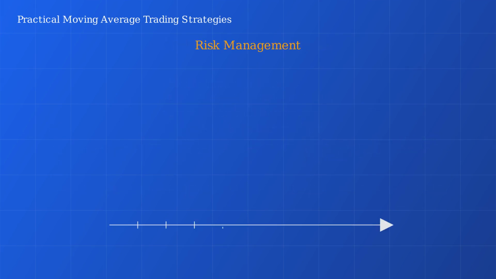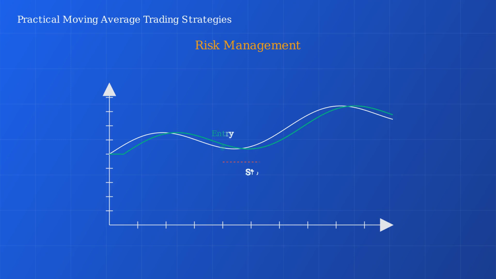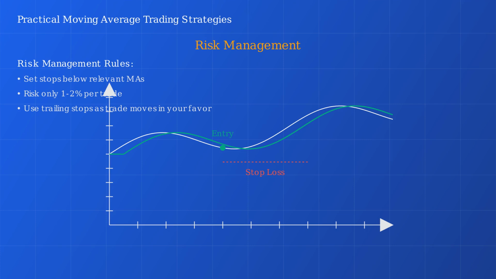Effective risk management is crucial when trading with moving averages. Always use stop losses when trading with moving average strategies. Common practice is to place stops below significant moving averages, risk only 1 to 2% per trade, and use trailing stops as trades move in your favor.